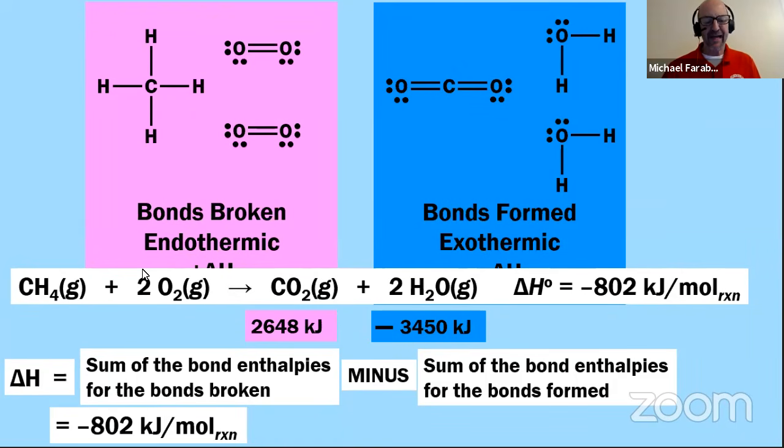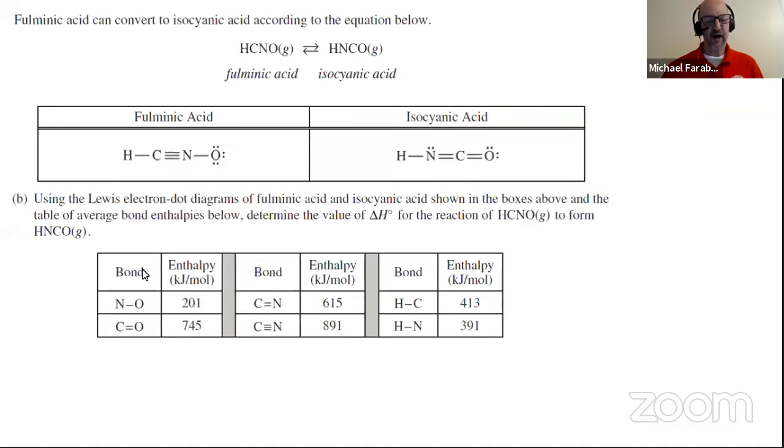All right, let me jump to some AP practice problems on this particular topic. So you're looking at part of a question. This is part B of an AP free response question, and you can tell that we're going to be using bond enthalpy values because there is a table given. It says in part B of this question, using the Lewis electron dot diagrams of fulminic acid and isocyanic acid as shown in the boxes above, and the table of average bond enthalpies below, determine the value of delta H for the reaction of fulminic acid, HCNO, to form isocyanic acid, HNCO.